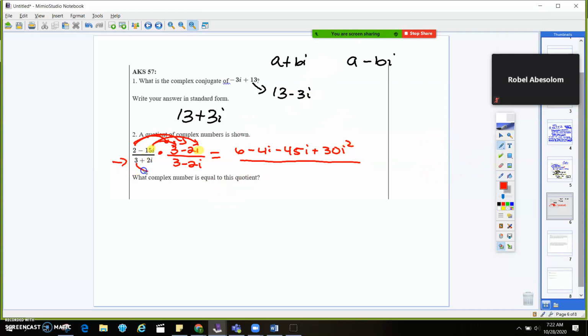On the bottom, we're going to get 3 times 3, which is going to give me 9. 3 times negative 2i, which is negative 6i. 2i times 3 is going to give me positive 6i. And 2i times negative 2i is negative 4i squared.